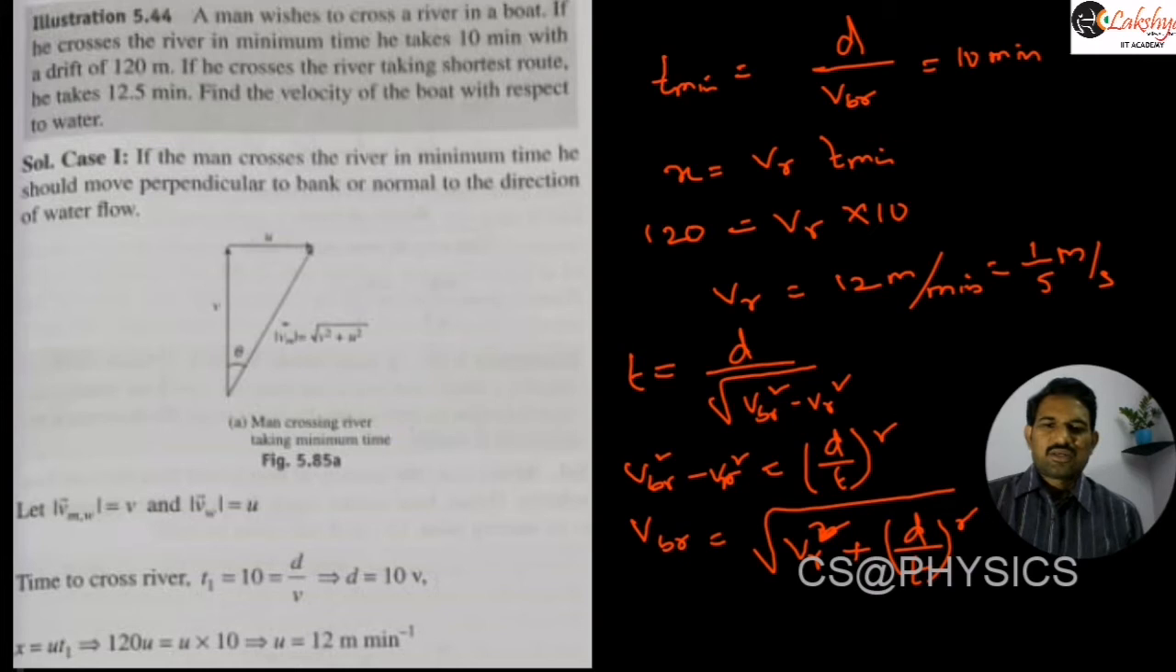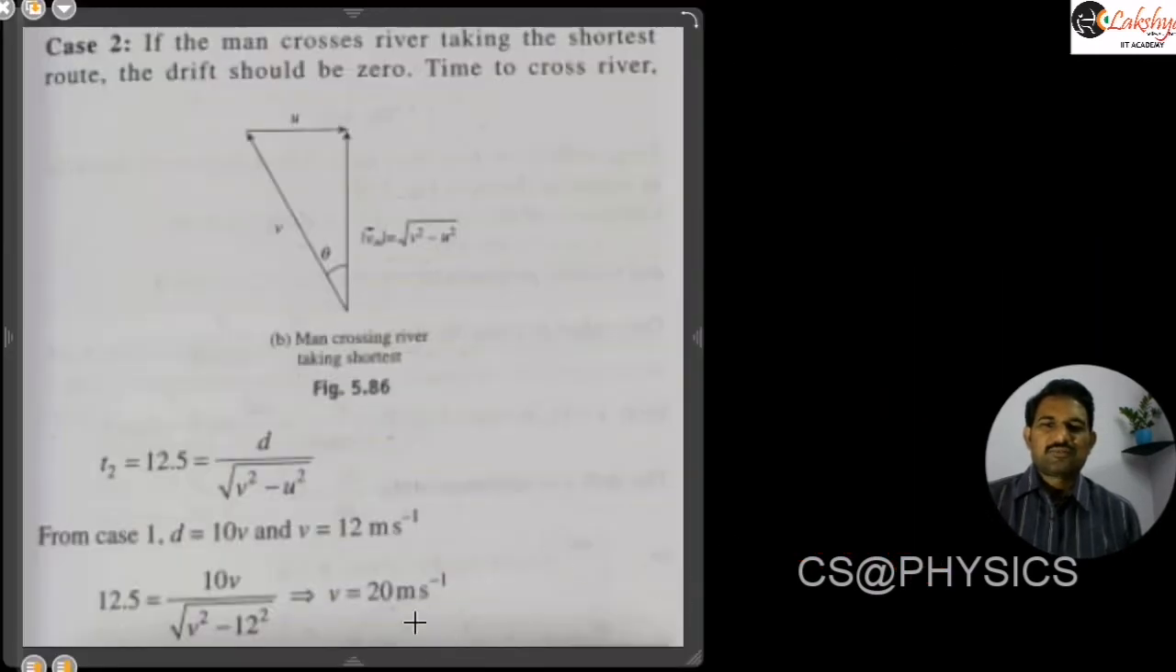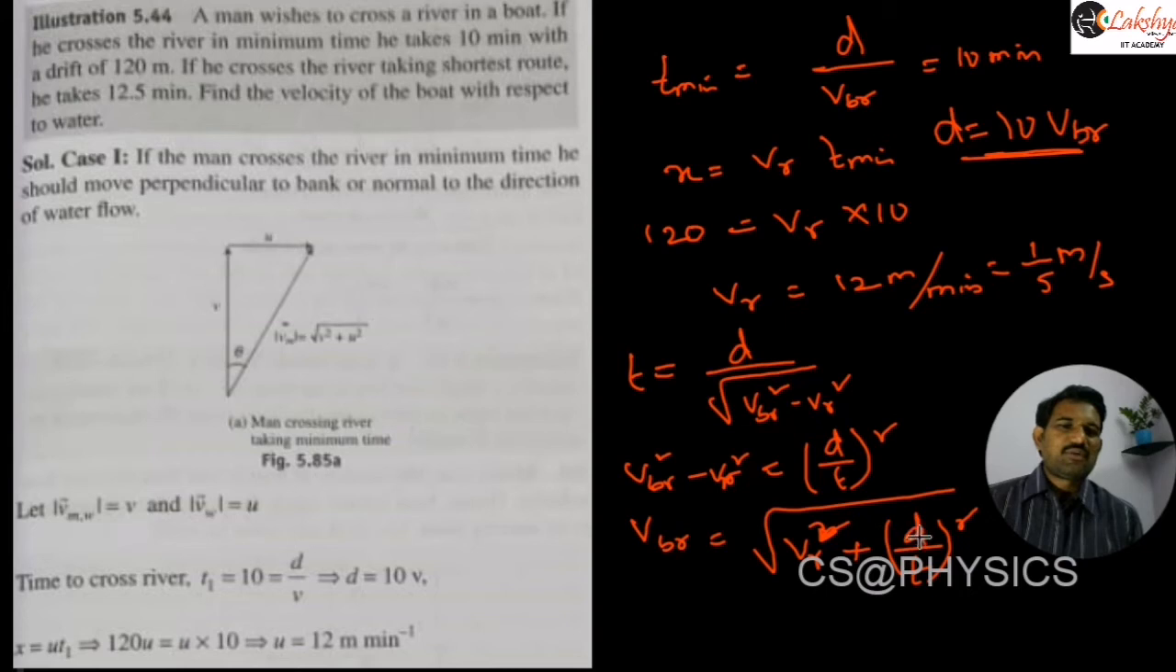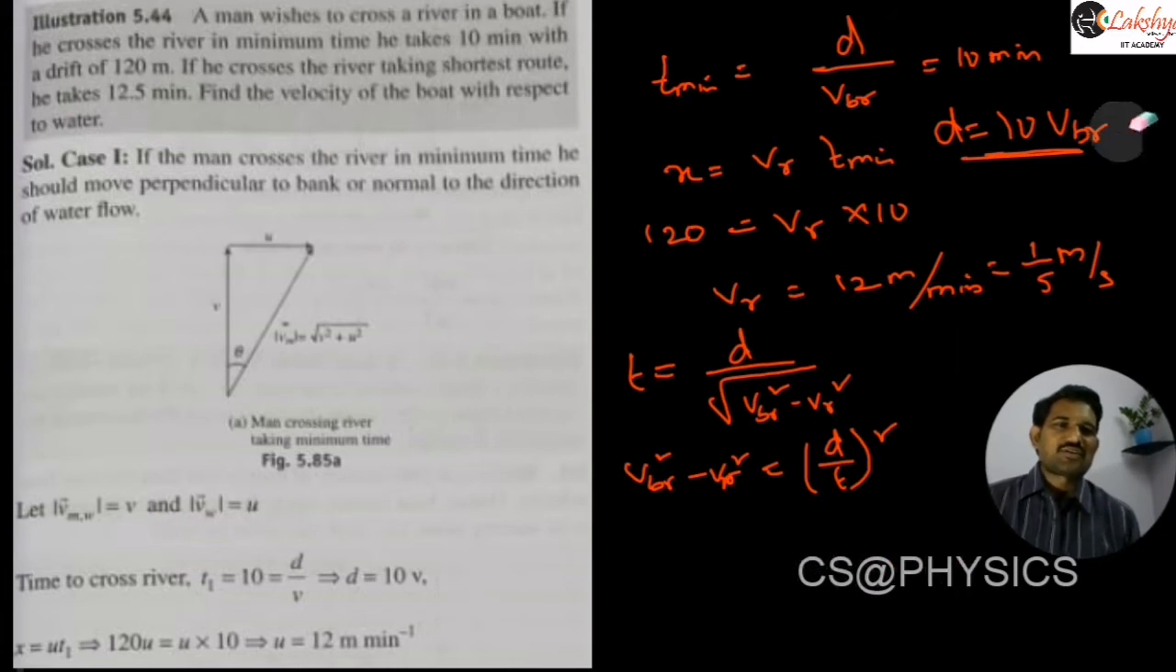And then here in this data you can observe that the d value is missing, so you can find this d value by using this time taken equation. From this you can convert this d value in terms of VBR. So this is 10 minutes into VBR you can write here, so that the equation will convert into VBR. So here d is also unknown, so you can substitute d in terms of VBR there.